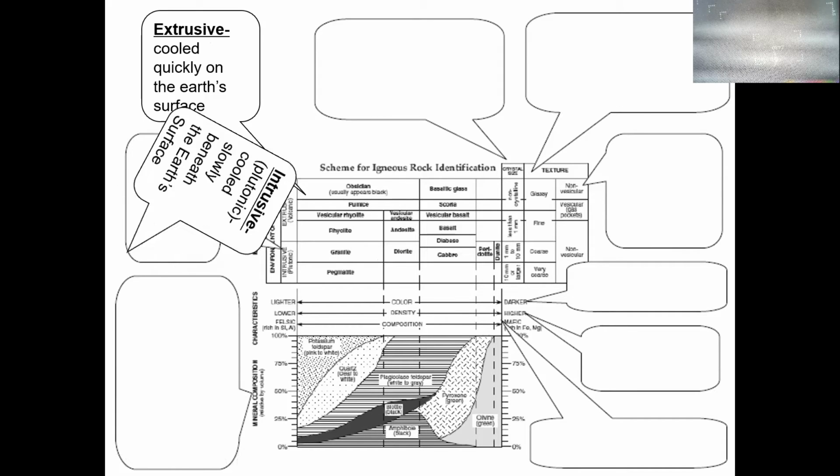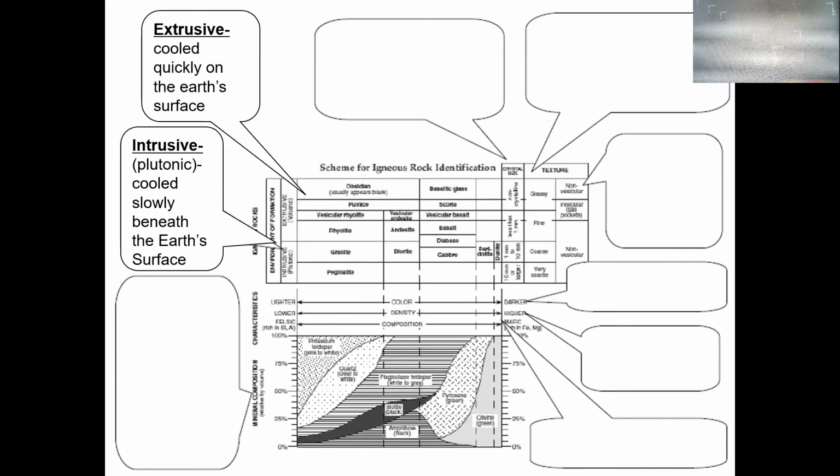On the same note there, let's do the one right below that. Intrusive. And there's a word there, it's called plutonic. I should have actually talked about what it is for extrusive too. I'll let you write this. Intrusive, which is plutonic, they cool slowly beneath Earth's surface.